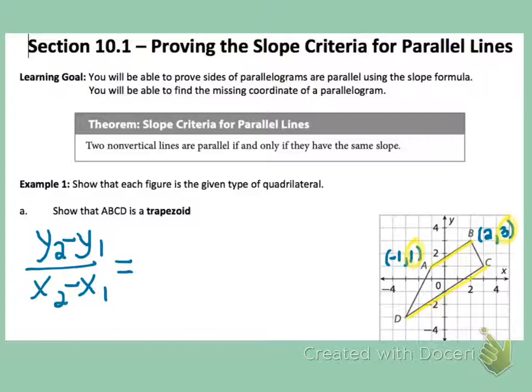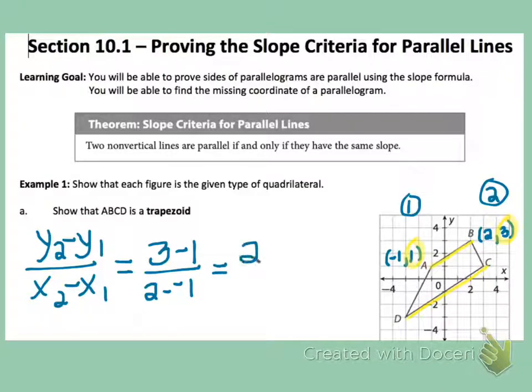So the y2, it doesn't matter which one you call the second point. Let's say you want to say that's the second point, and this is the first. Then your y2 would be 3, so it'd be 3 minus 1. And then your x2 would be the 2, so that's 2 minus negative 1. So that would be 3 minus 1, which is 2, over 2 minus negative 1, which is really 2 plus 1, and that's 3. So the slope would be 2/3. So the slope of the one line is 2/3. That's AB. So I guess I should have labeled that as AB. Yep, AB's slope, right?